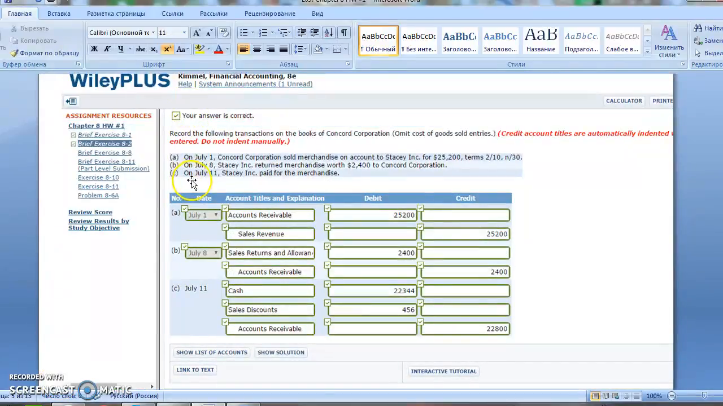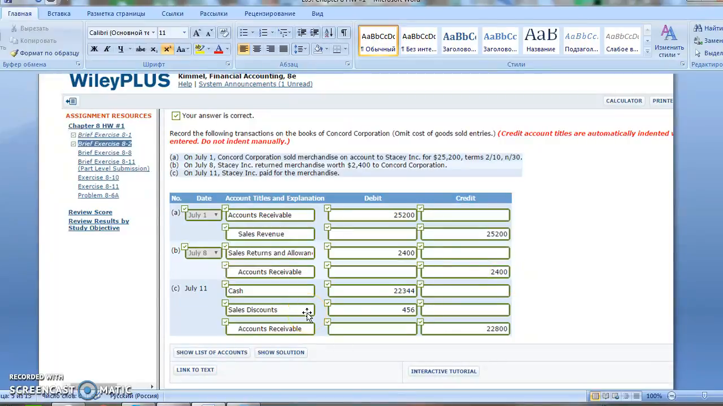Point C claims that on July 11, Stacy Inc. paid for the merchandise in full. So the entry for July 11 will be debit cash for the sum of $22,344, which we have got as 98% of $22,800, the difference between the initial amount of $25,200 and the sum of returned merchandise of $2,400.